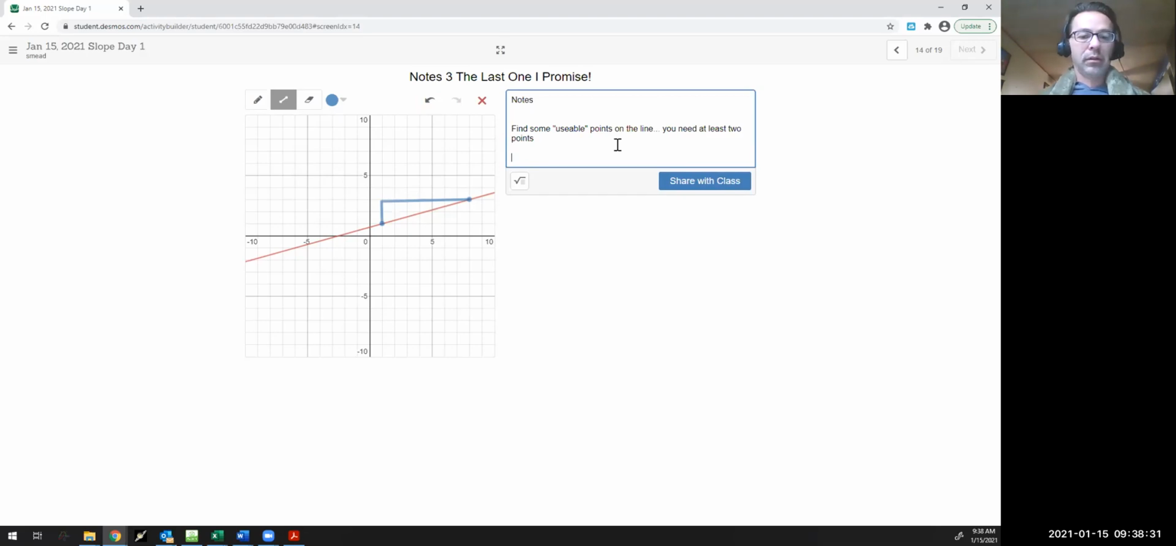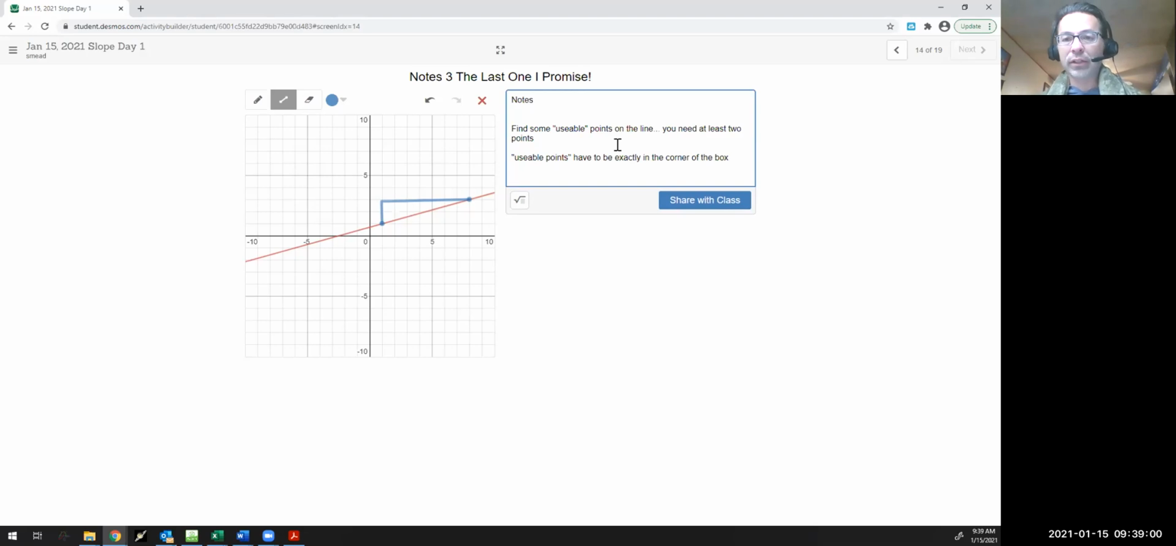Usable points have to be exactly in the corner of the box. If any of you have ever done shooting of guns and you know the crosshairs, you could think of that phrase too, crosshairs. Some of you played video games, you know what crosshairs are? Like a scope, rifle scope.